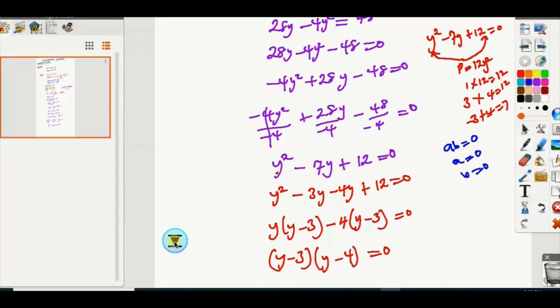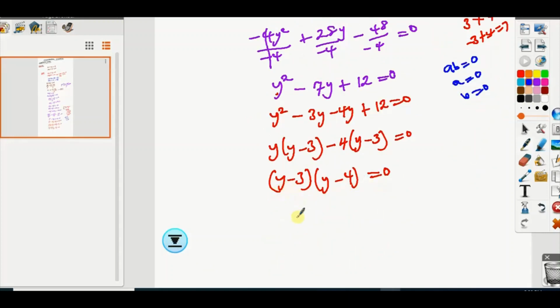Alright, so let's apply that here. We have y minus 3 equal to 0, or y minus 4 equal to 0. So y will be equal to, because of this negative sign, when you bring this minus 3 to the right hand side, it will become a positive sign, which will become 3. Our y here as well, when you bring this to the right hand side, y will be equal to 4. Right, now we have two values for y.